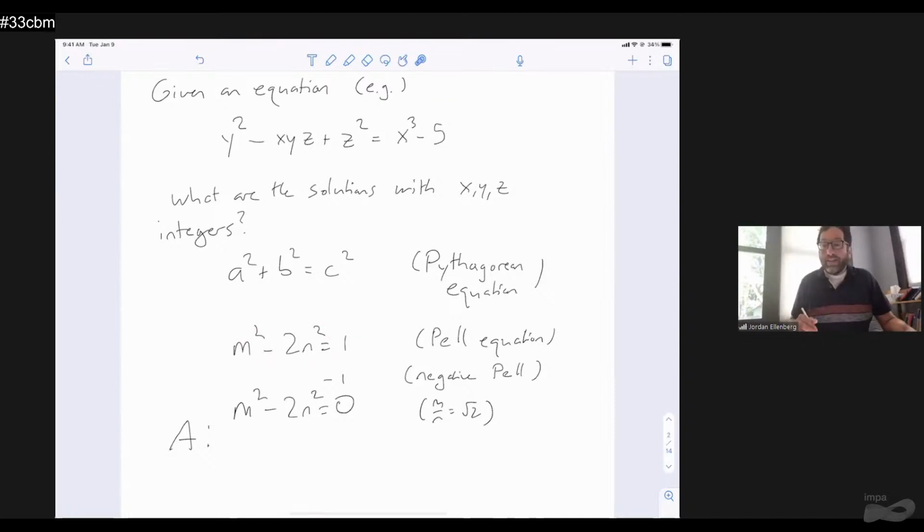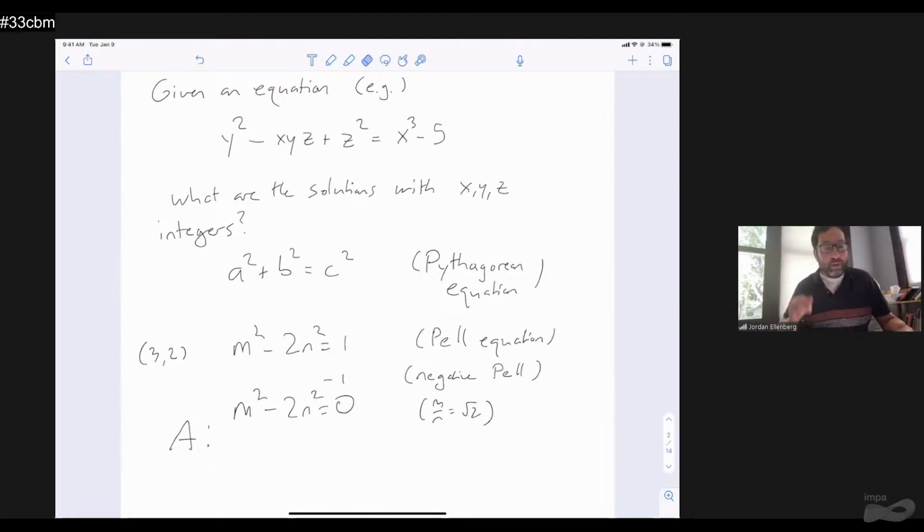This one, on the other hand, does have solutions. Maybe some of you out on YouTube even thought of one while I was telling this historical story. For instance, you could have m equals 3 and n equals 2. And in fact, this is another equation where we can describe all the solutions. There happen to be infinitely many of them. And it's the beginning of a whole beautiful story in algebraic number theory, the theory of Pell equations, which in many ways is actually still active.